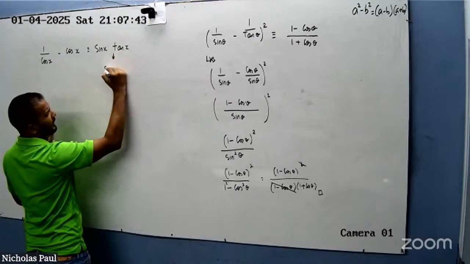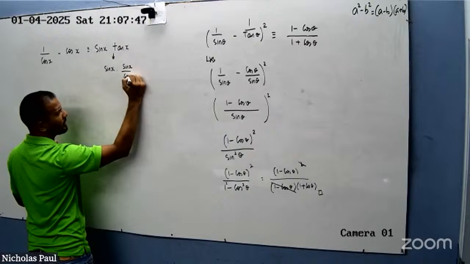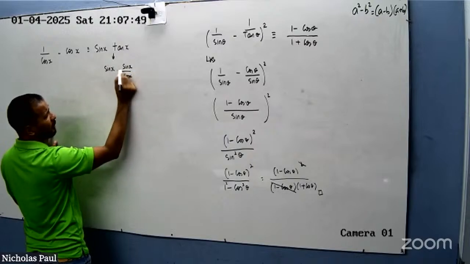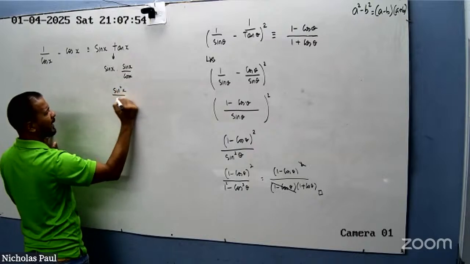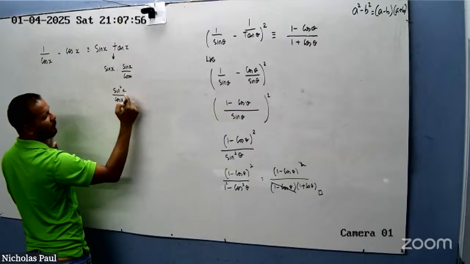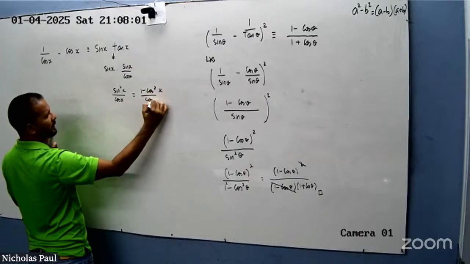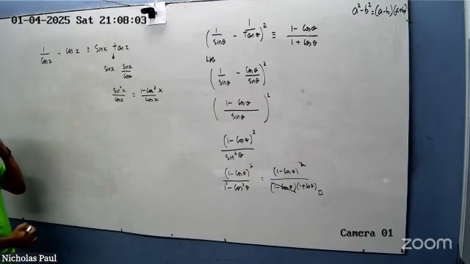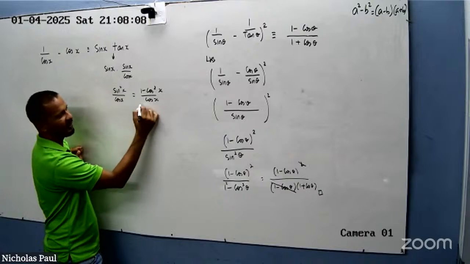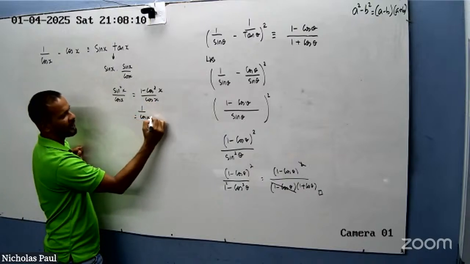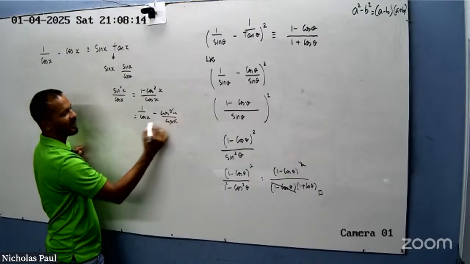Just to give you a little idea what you're supposed to get, tan is sine x over cos x. This will multiply out and you will end up with sine squared x over cos x. And we know what sine squared is: 1 minus cos squared over cos x. This is 1 over cos x minus cos squared x over cos x. This will cancel.